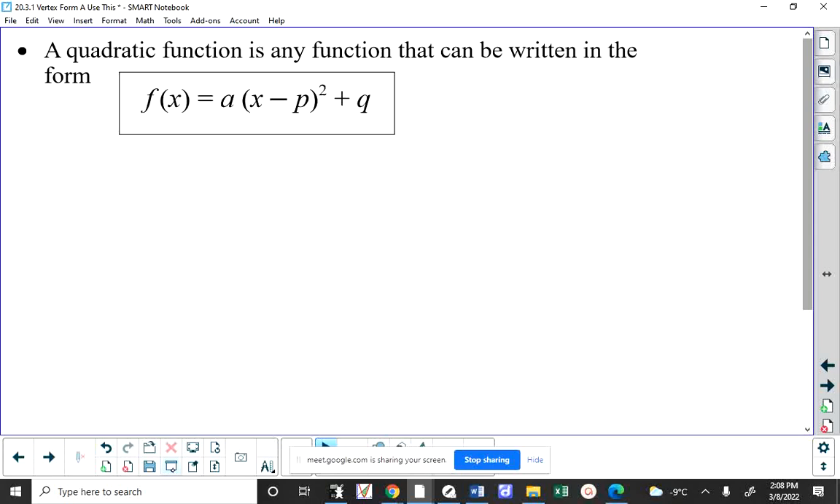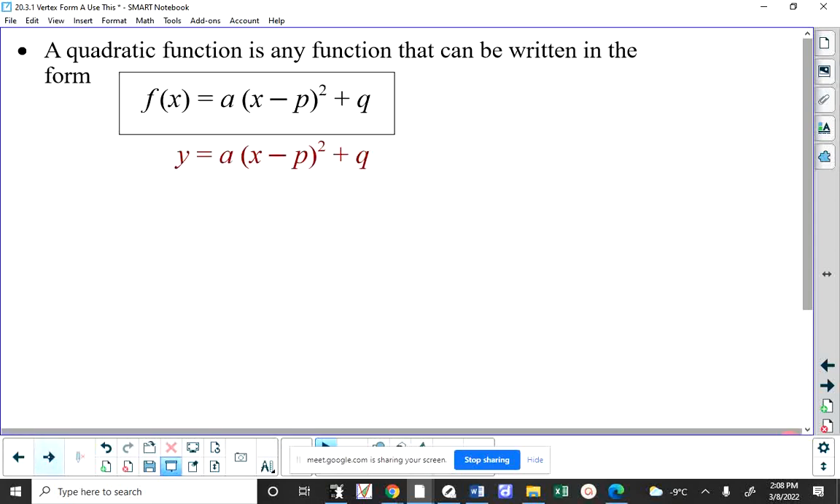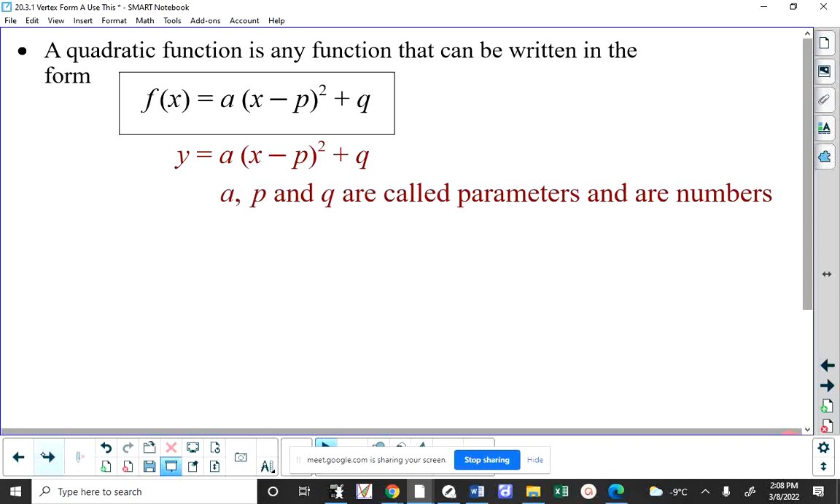It's very important for you to understand that f of x means y, but just as important for you to understand that a, p, and q have a name. They are called parameters. We may have introduced that concept of a parameter in earlier lessons, but it's really important for you to understand that those letters are not variables. There are two variables in this equation: one of them is x and one of them is y. A, p, and q are numbers. That's what I mean by parameters.